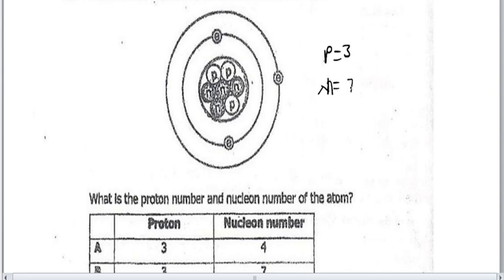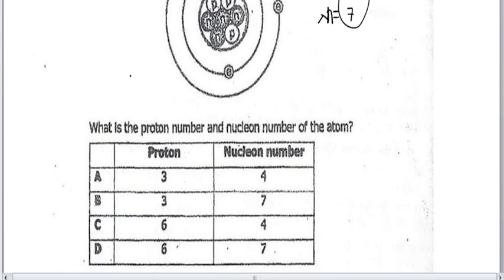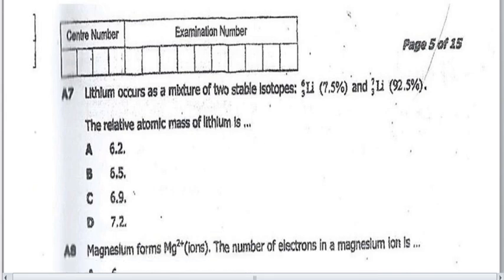So we have 7. So we should find 3 and 7. So which one is giving us 3 and 7? That is answer choice B. So 3 protons and the nucleon number of 7. We proceed to look at the next question.